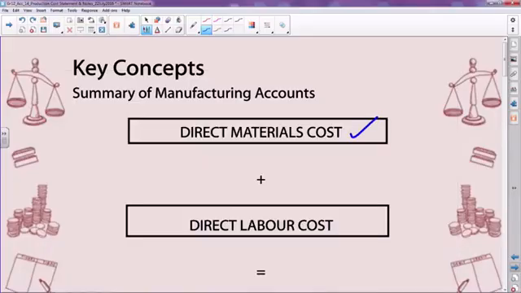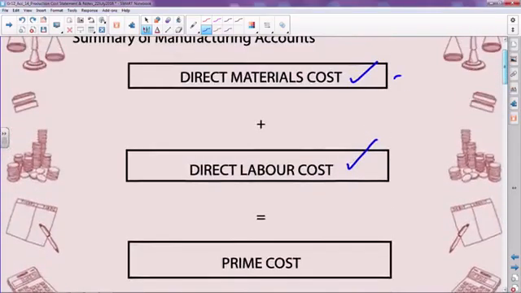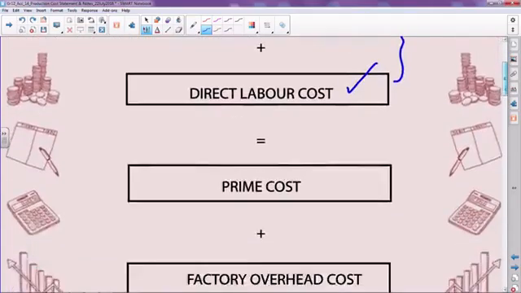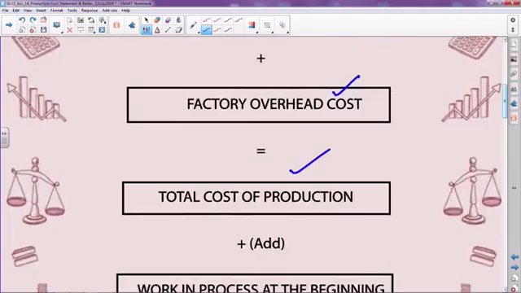We start off with the direct materials cost. Clearly, you know that deals with the raw materials. To that, you add your direct labor, people directly involved in the manufacturing process. These two components added together give you what we refer to as the prime cost. Important concept: prime cost is made up of direct labor plus direct material. To it we add our factory overhead cost, and that will give you your total cost of production for the current year.